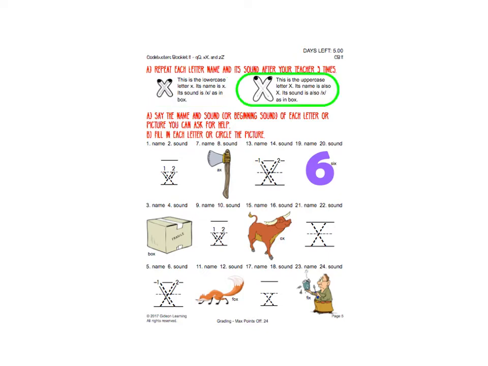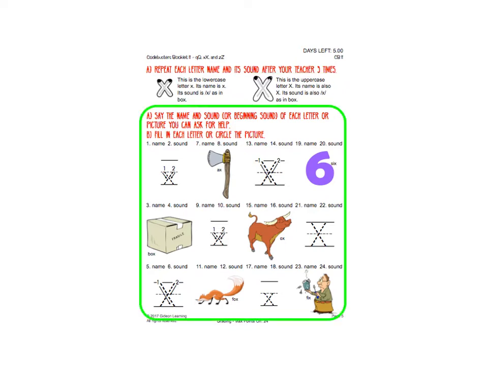This is the uppercase letter X. Its name is also X. Its sound is also X, as in box. X, X, X, X, X, X. If you have trouble with this letter and the sound it makes, just think of it as a blend between the letters K and S. X, X. And that's an easy way to remember how to say the letter X.